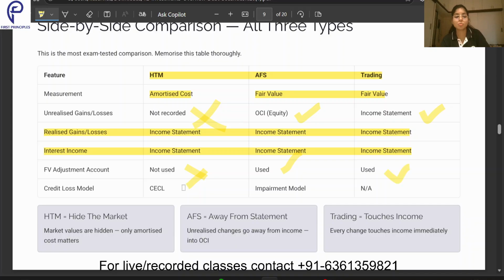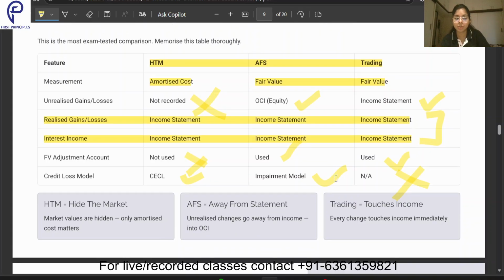Then credit loss model, CECL model is there. Then in that case we have this CECL model. In this case we have the impairment model. In this case we don't have any such model because everything goes directly where? On my income statement.